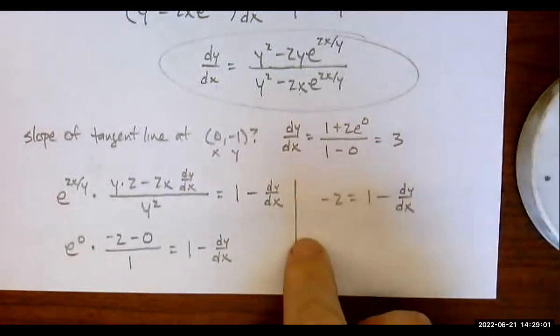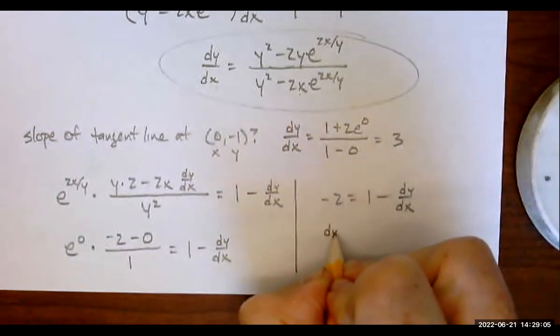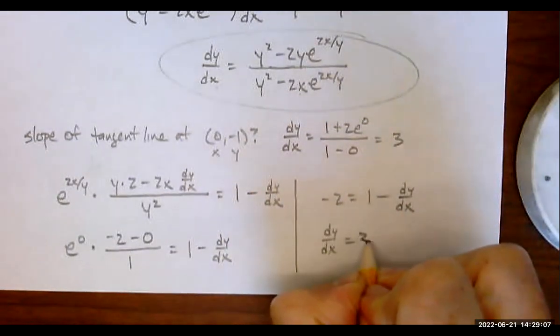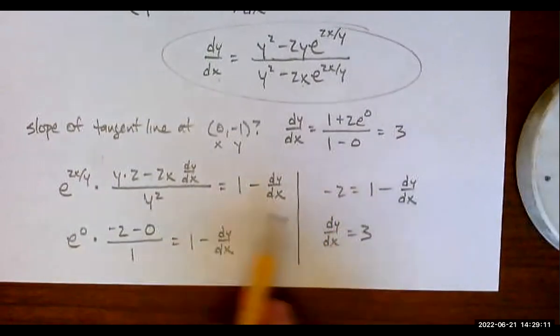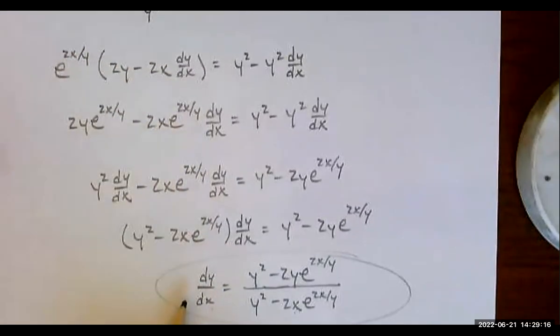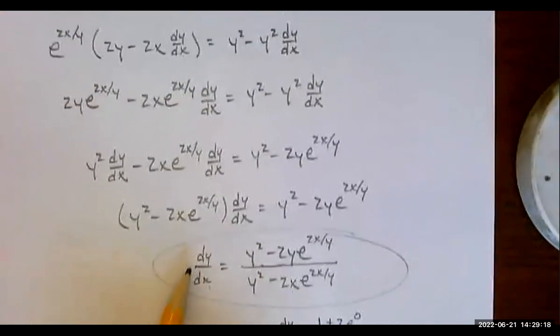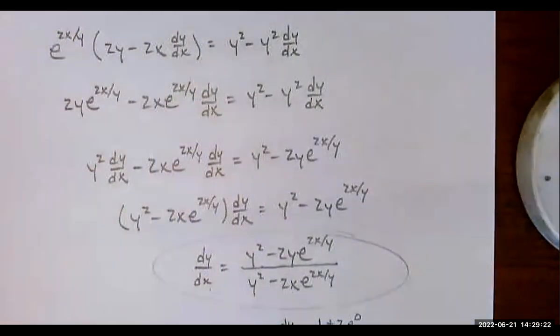I could add the dy over dx onto the left, add the 2 here, and dy over dx would equal 3. And that would get me to an answer much, much faster than if I went through all these steps of algebra. And it would be not only faster, but I could avoid a lot of potential for little mistakes along the way.